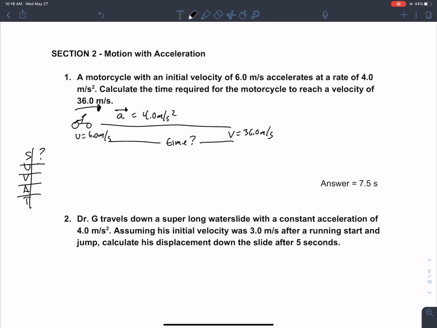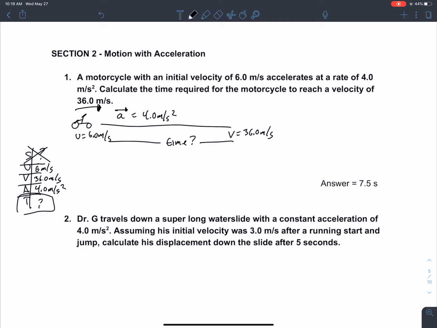S, we don't know, didn't give us that in the problem. U is equal to 6 meters per second. V is equal to 36.0 meters per second. Acceleration is equal to 4 meters per second squared. And time is what we're looking at. So we need to find a formula that has U, V, A, and T in it.